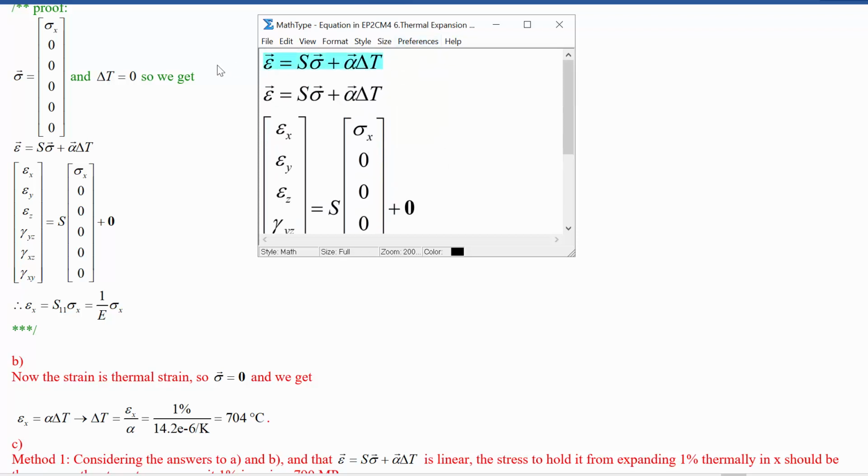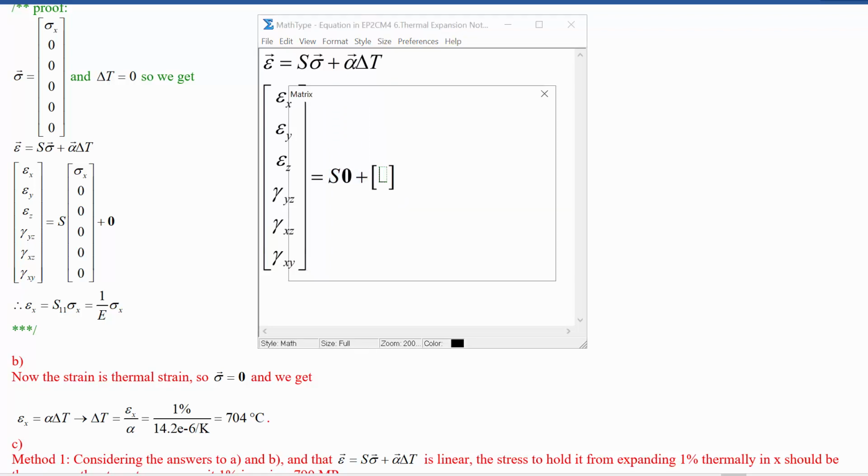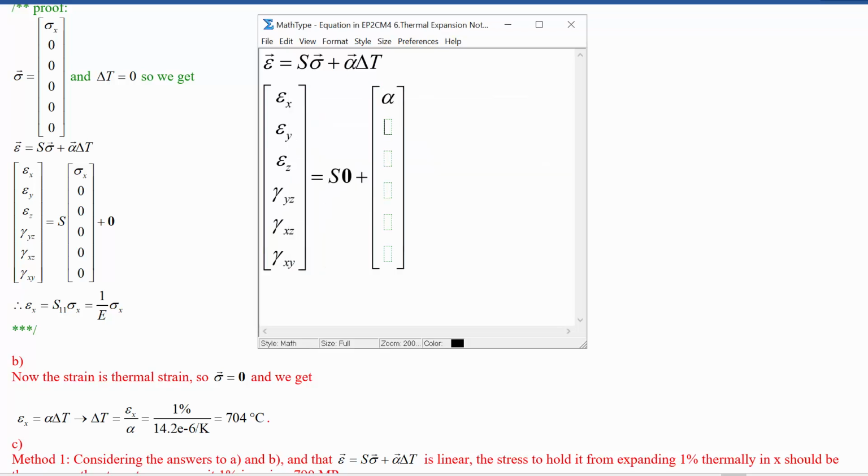Oh, I guess I could have avoided typing that first one too. Anyway, the strain is equal to compliance times the stress plus alpha delta t. And this being the full strain vector is equal to compliance matrix times the stress, except this time the stress is going to be equal to 0, and alpha delta t is not. So we'll put in alpha.